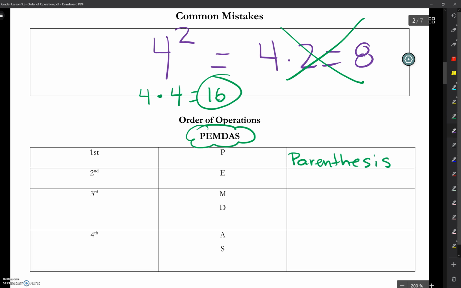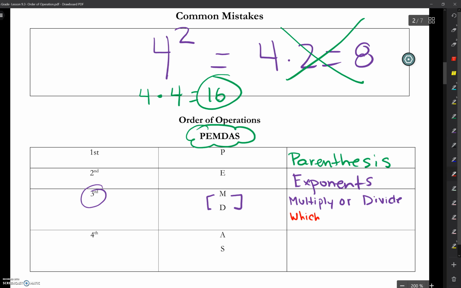And then we're going to do exponents. And if you notice, I clumped my third step together, multiplication and division. So I'm going to multiply or divide, and I'm going to write whichever comes first. And then I'm going to do addition and subtraction.